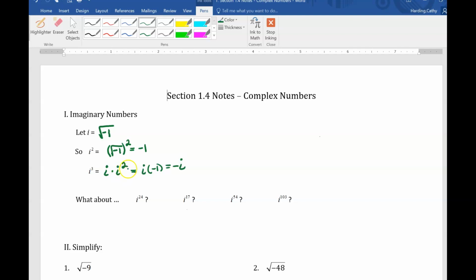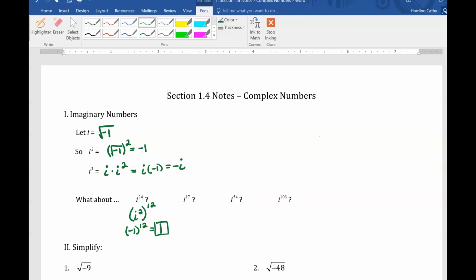You can use this idea that i squared is -1 to evaluate even larger exponents. Think about i to the 24th. Well, i to the 24th is really i squared to the 12th, if you remember your exponent rules. So what is that? -1 to the 12th. -1 to an even power is going to be +1. So i to the 24th is +1.